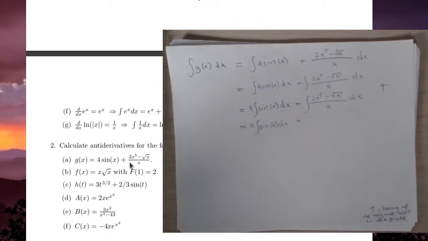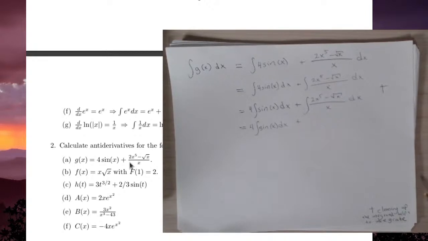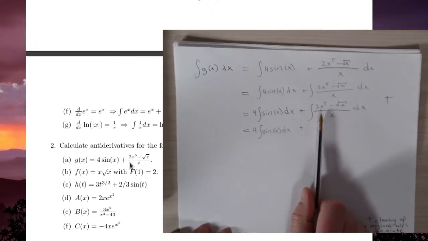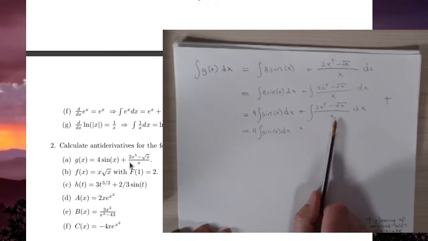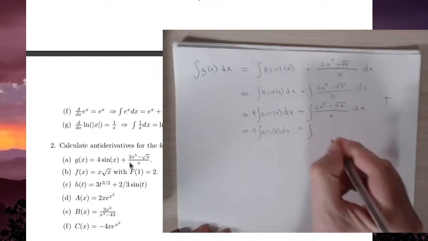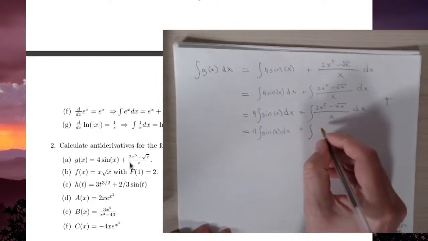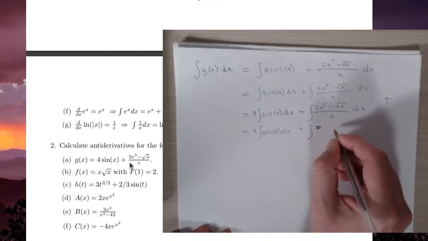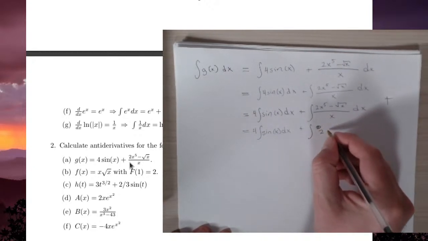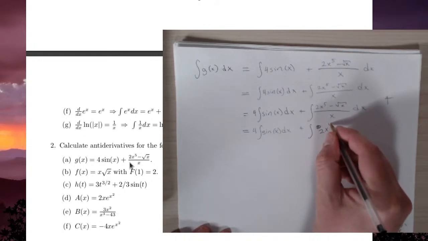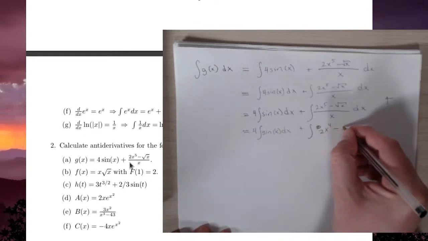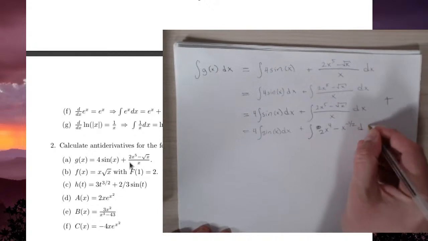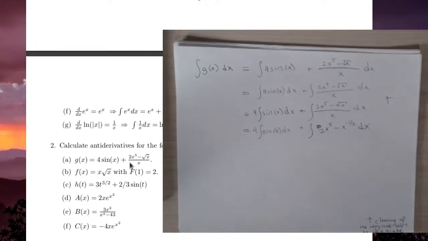Anyway, so let's roll on. The key here is we've got to clean this inside up, right? So I've got 2x to the 5th minus root x over x. Well, that's the same as 2x to the 4th minus x to the minus 1/2. I can't write all those steps out. I just couldn't make myself do it.